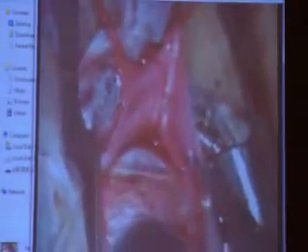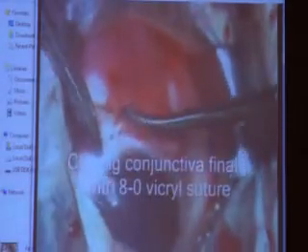So this is how this is done, and then you have to put a compartmentalization by using the 8-0 Vicryl sutures to make a separate compartment for the lateral rectus to be there isolated and not interfere with the abnormal activity on the globe. So this is a very effective procedure, especially for exo-DRS cases. Any queries up to now?